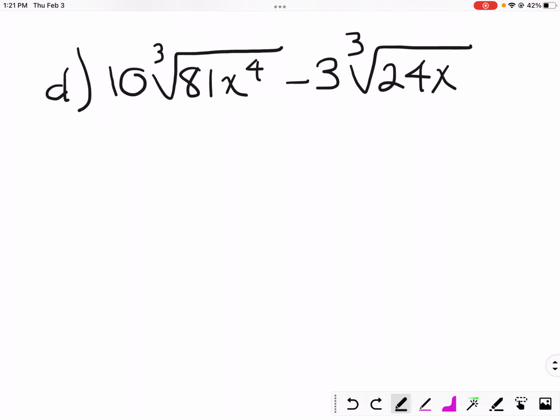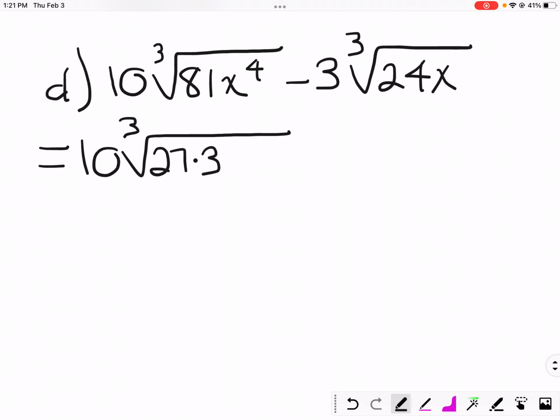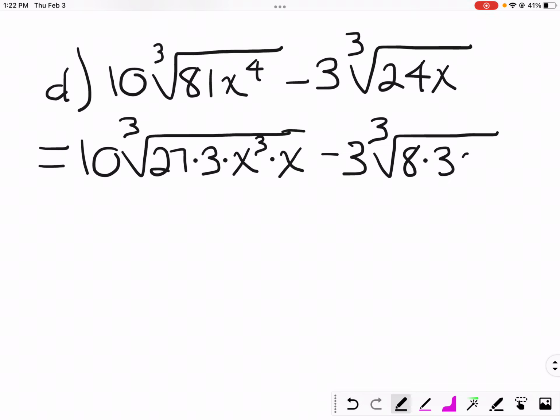And the last one, cube root and variables inside here. Oh my goodness. 81 is 27 times 3. And then x to the 4th, I'm going to break that down into x cubed times x. 24 is 8 times 3. Again, 8's a perfect cube.